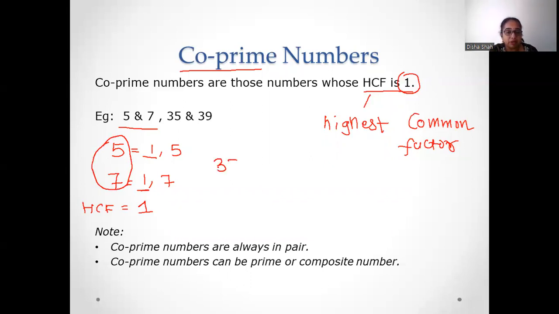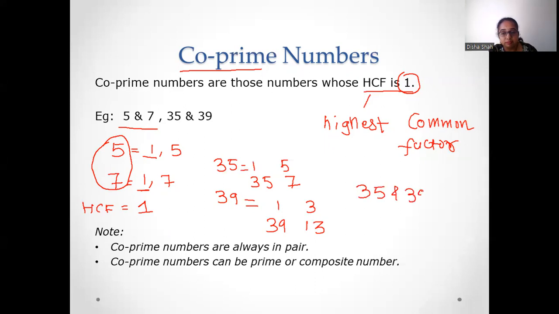Similarly, if I take the example of 35 and 39, what are the factors of 35? 1 and 35, 5 and 7. These are the factors of 35. Similarly, what are the factors of 39? 1 and 39, 3 and 13. These are the factors of 39. अच्छा, इनमें कॉमन क्या है? 35 और 39 में what are the common factors? कुछ भी कॉमन नहीं है except 1 and hence their HCF is 1. So these are also called as co-prime numbers.